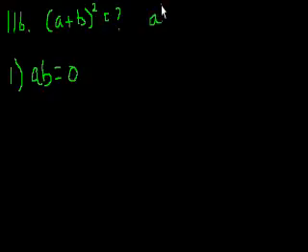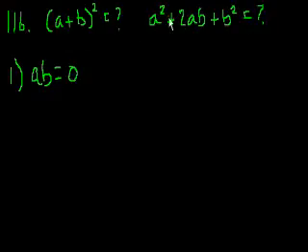That's equal to a squared plus 2ab plus b squared, right? This is the same thing. I just expanded out a plus b squared. And so they're giving us a piece. They're telling us that this term right here is going to be equal to 0, right? If ab is equal to 0, this term is going to be equal to 0. But we still don't know what a squared and b squared are. So statement 1 by itself, not so useful.